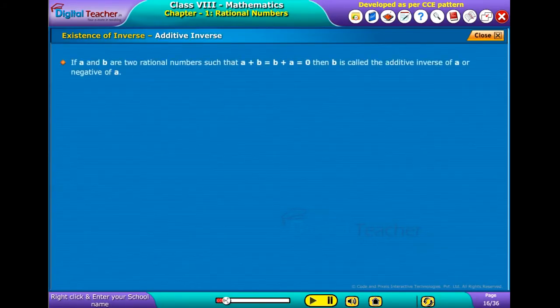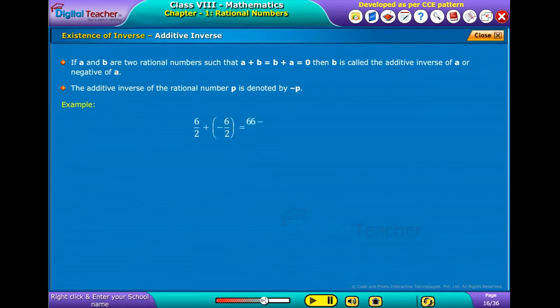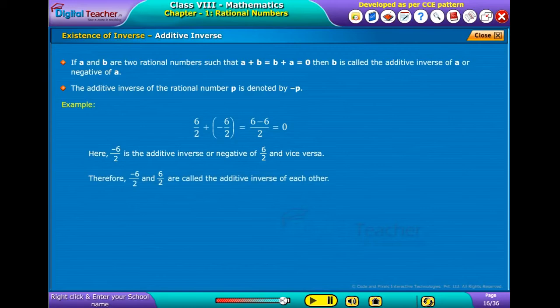Additive inverse. If a and b are two rational numbers such that a + b is equal to b + a equal to 0, then b is called the additive inverse of a, or negative of a. The additive inverse of the rational number p is denoted by -p. Example: 6/2 + (-6/2) equal to (6-6)/2 equal to 0. Here -6/2 is the additive inverse or negative of 6/2 and vice versa. Therefore, -6/2 and 6/2 are called the additive inverses of each other.